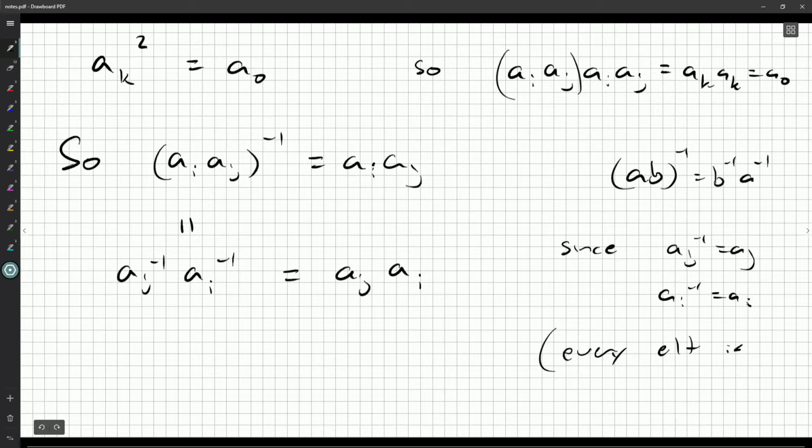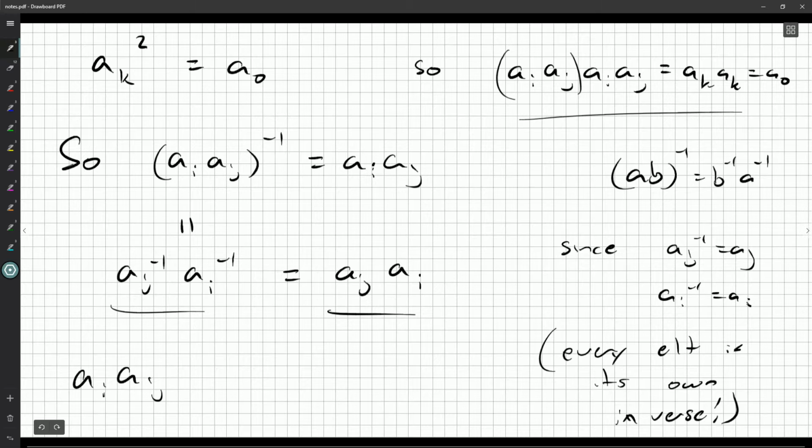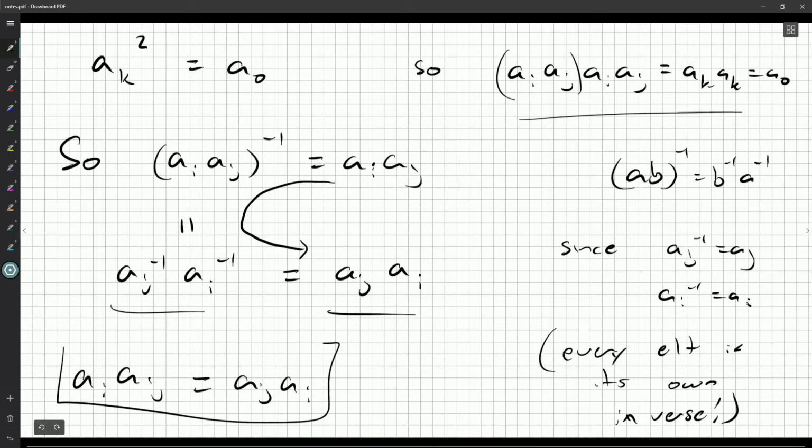Every element is its own inverse. That's the property I exploited up here, and I'm using that down here as well. And so the conclusion here is AI, AJ, you just follow this sequence of equalities, must be the same as AJ, AI, and that's exactly what we were asked to prove.